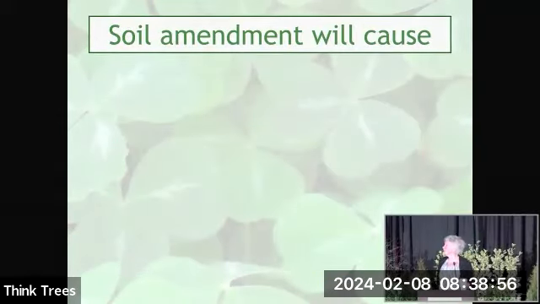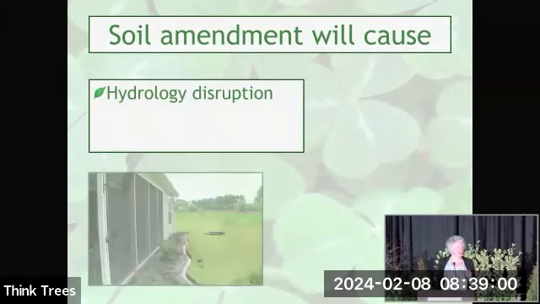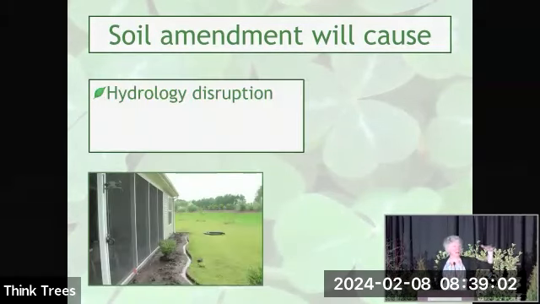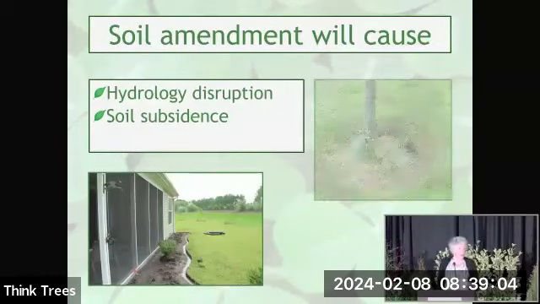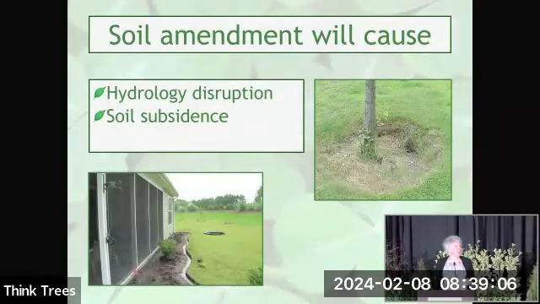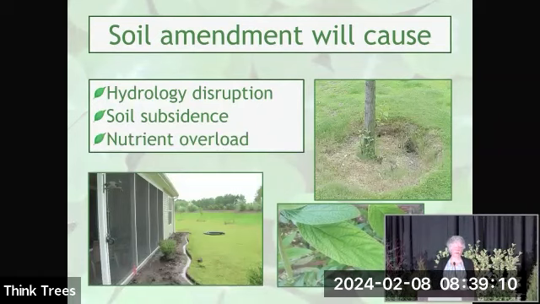If you do this, again, you can only do it once, you will have problems down the road, including disruption of hydrology, where you have standing water, where you have soil subsidence, where everything settles as the organic matter breaks down, and nutrient overload, where you have too much of a good thing and you've got way more nutrients than you need because you've used a lot of compost and supplements and things like that.